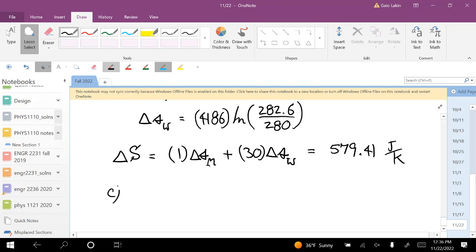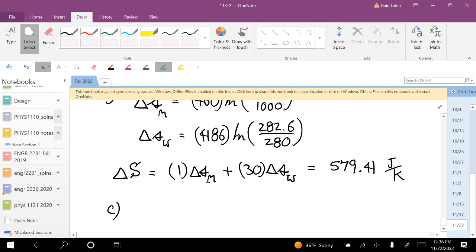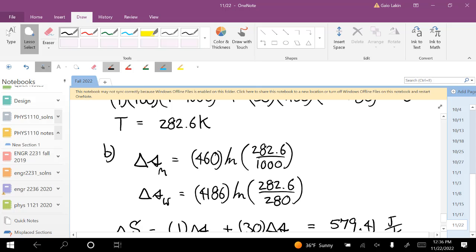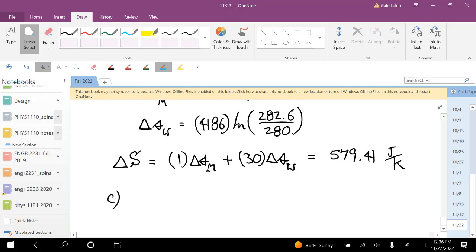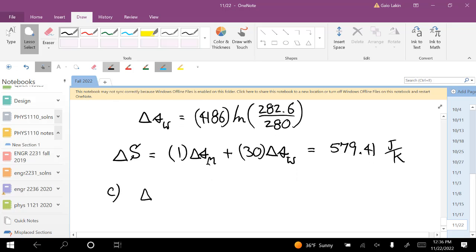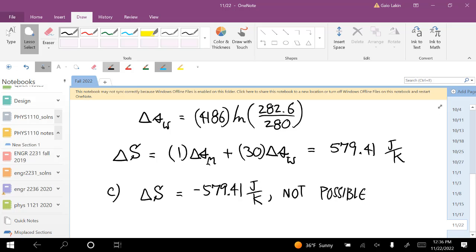And then to show that it couldn't happen the other way, what you'd be doing is flipping, taking the reciprocals of the things inside the natural log, and you would get that the change in extensive entropy was negative 579. And that's not possible. Any questions about that? Okay.